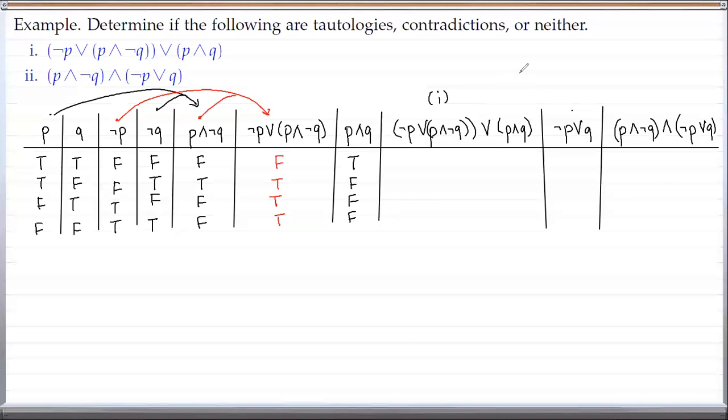Done with this column. So now to get this column, we are just looking at this column and that column and combining them by or. So we have false or true is true. True or false is true. True or false is true. True or false is true. So for the first part, we got all truths. That means this is a tautology.